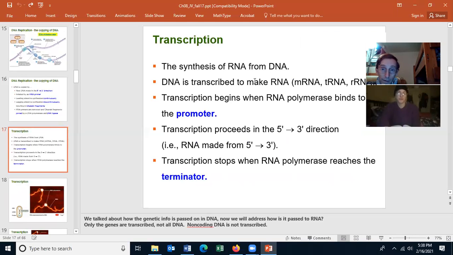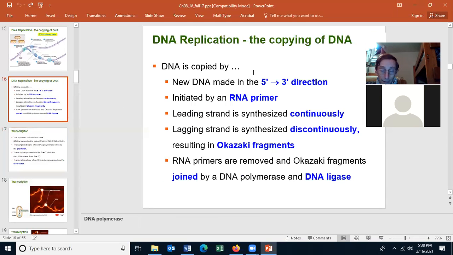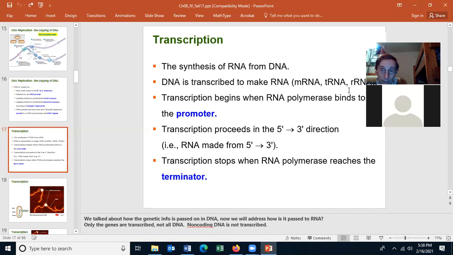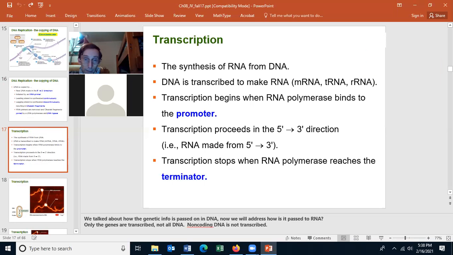This is the synthesis of RNA from DNA. When the DNA is transcribed, only the DNA that encodes a gene is transcribed. When we're talking about DNA replication, all of the DNA will be replicated. But in transcription, only the DNA that encodes a gene will be transcribed. And there are regions of DNA that do not encode a gene. In eukaryotes, actually that's the majority of the DNA.